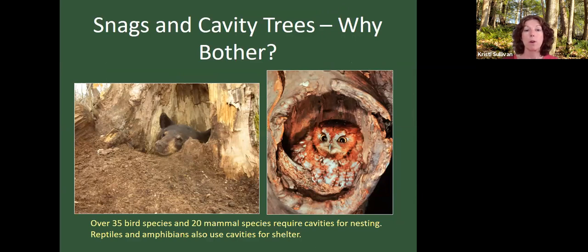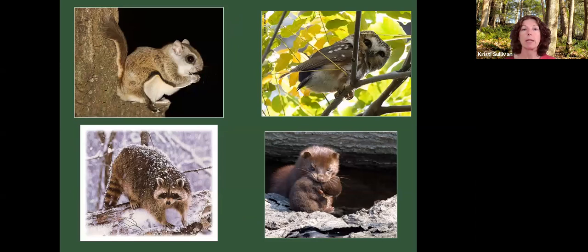So why bother? Over 35 species of birds and 20 species of mammals require cavities for nesting. Reptiles and amphibians also will use cavities for shelter. So for example, black rat snakes, I found black rat snakes in holes in trees. So they're very important. Some of the species you might find in cavities are flying squirrel, the northern saw-whet owl pictured at the top right.